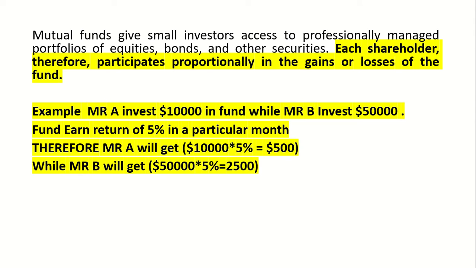So therefore Mr. A will get $10,000 multiplied by 5%, which is $500, while Mr. B will get $2,500 because his investment is $50,000. Thereby he will get 5% on 50,000, which is 2,500. So thereby proportionately gains are distributed according to their investments.